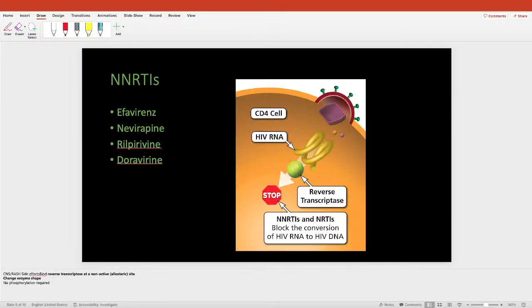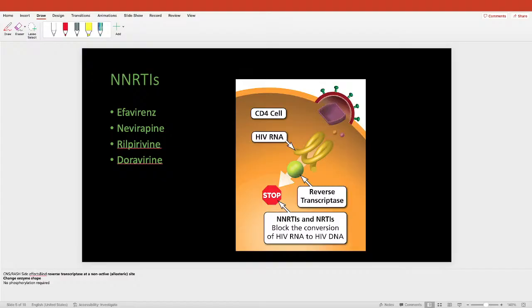The next one I wanted to talk about was the NNRTIs. So similar kind of process. It's going to stop the reverse transcriptase. Both of them block the conversion of HIV RNA to HIV DNA. So both the NRTIs and NNRTIs are going to work internally in the process of infecting the cell, but the drugs are going to be different.